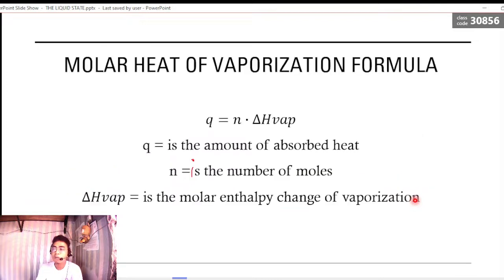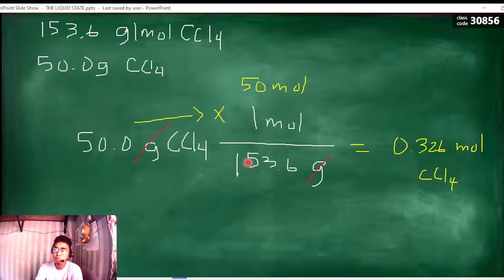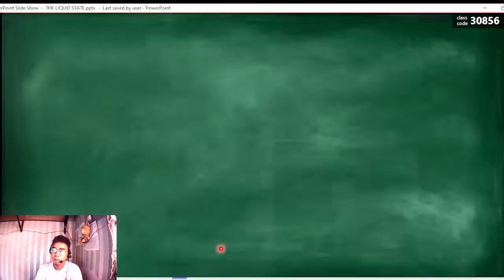Now, since our formula is more on multiplication, wherein Q is equal to N times molar enthalpy change of vaporization, we need to derive the formula since we are looking for the molar enthalpy change of vaporization. So let me teach you how to derive the formula. I'll move to another blackboard.